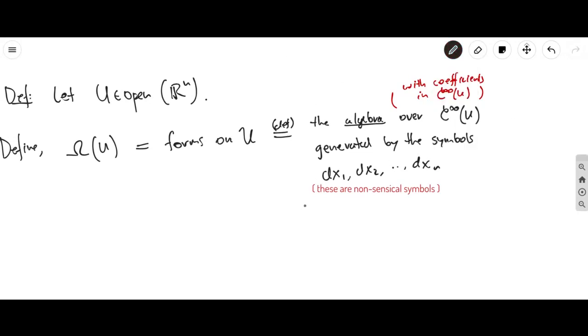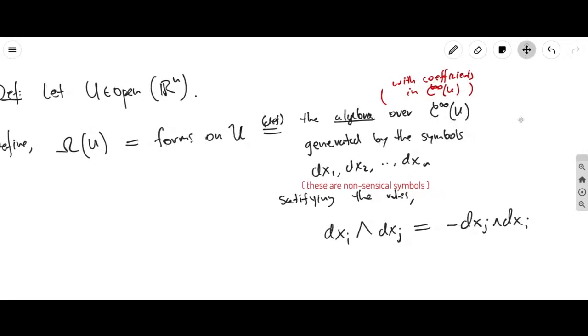Generated by the symbols satisfying the rules that if you do dxi and you have dxj and you multiply them together. So the multiplication symbol for forms is denoted by a wedge. In the Bott and Tu book, they do not even bother writing a wedge, but it's just up to you if you want to write it. And it's defined to be negative if you do it the other way around. Okay, so that's the way you define it.